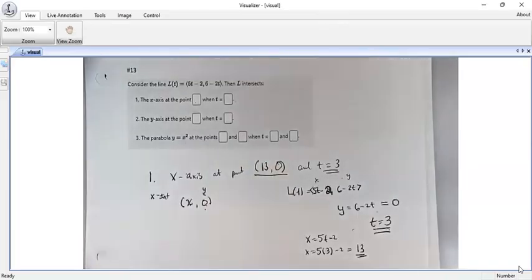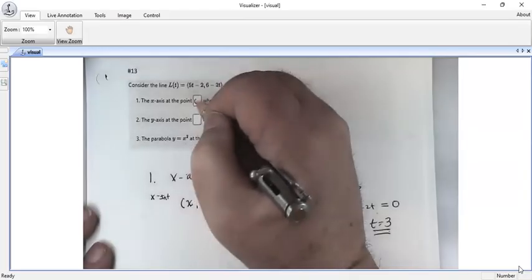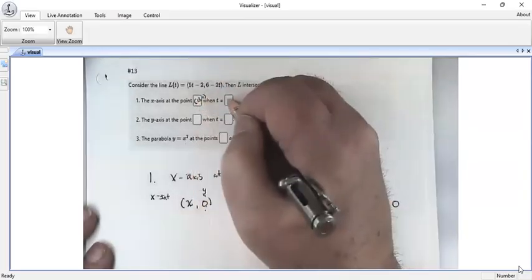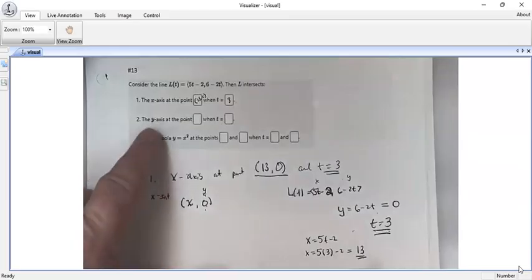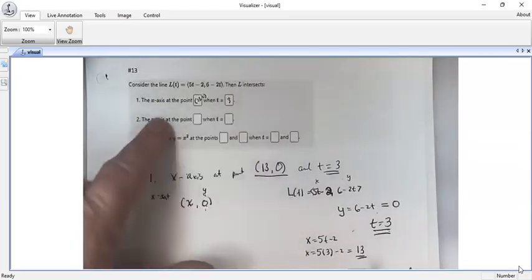So that would be at the point 13 comma 0. Does that make sense? All right. So this would be the point 13 comma 0. It occurred at t equals 3. Now you want to cross the y-axis, intersect the y-axis.